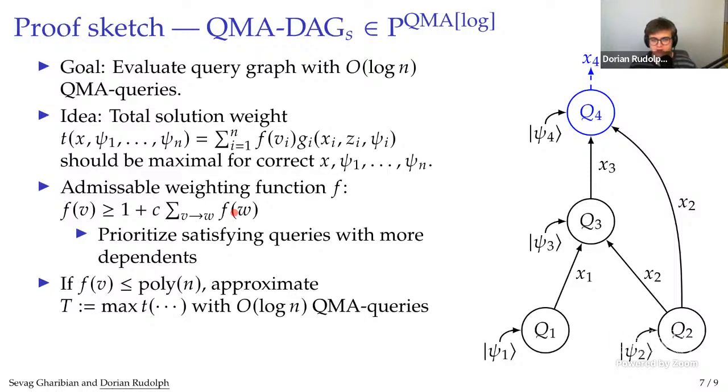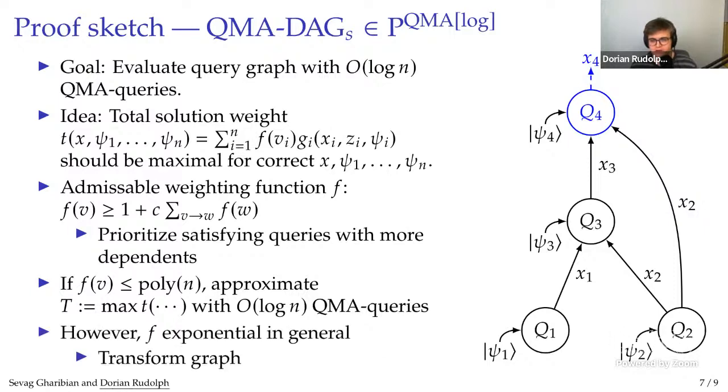If f is polynomially bounded, we can approximate the maximum value of T with a logarithmic number of QMA queries. However, f can in general be exponential, for example, for a line graph. Therefore, we need to transform the graph. This proof follows a similar structure to Gottlob's, but is adapted to probabilistic promise classes. Especially promise problems pose quite a challenge, which I elaborate on in the full talk.